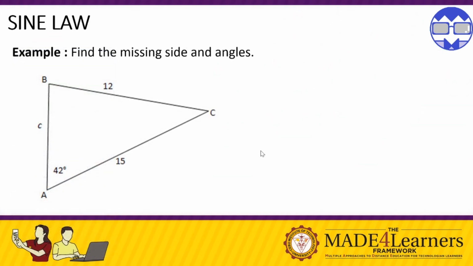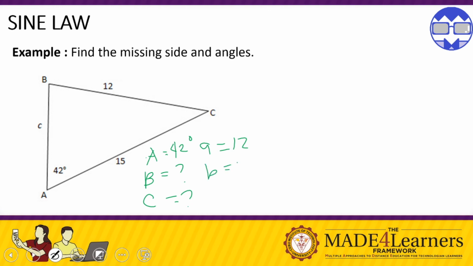Now, let's have this example here. Example number 2 for sine law. Find the missing side and angles. So let's list down the given. We have A equals 42 degrees. B is unknown. And we have capital letter C, which is also unknown. How about small letter a, side a? We have 12. And we have b equals 15. c is unknown. Obviously, we have a pair, so use sine law.